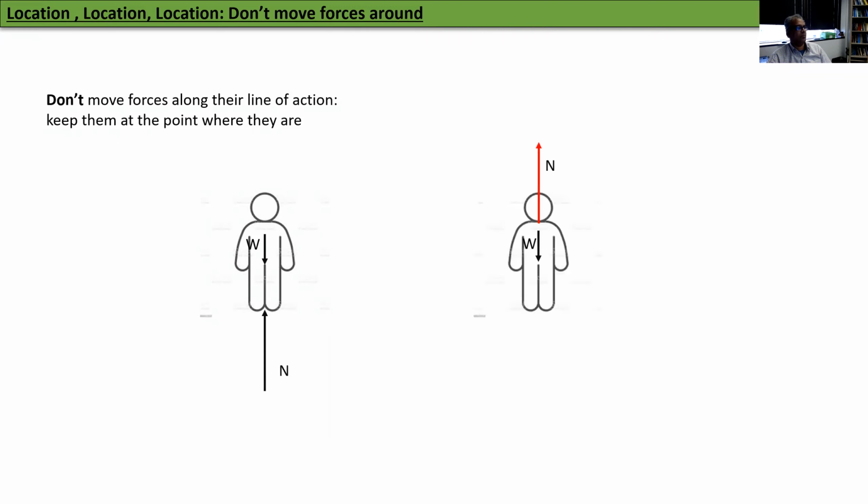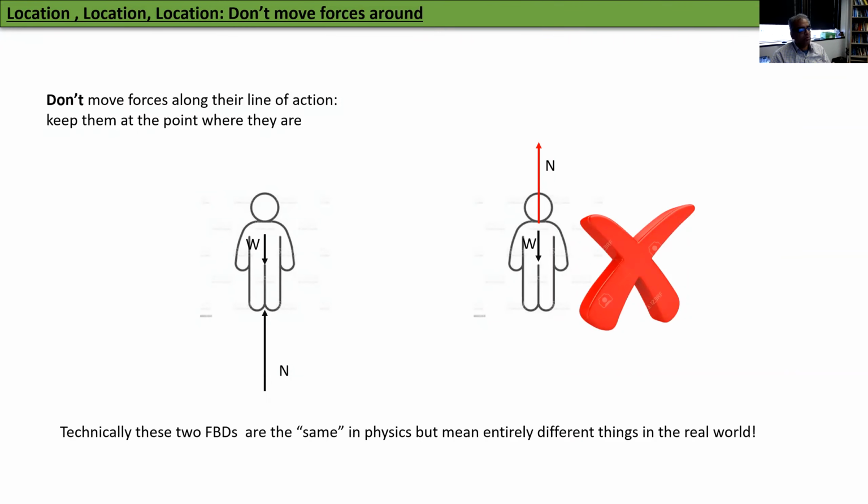Now look at this one. Do you think it's the same? Physics may say, okay, these two figures are the same, but think about it for the person. It makes a huge difference whether their force is acting from the bottom or from their neck. You're with me? The second one is in a bad shape, right? So please remember, don't do like that. Even though technically the two bodies are the same in physics, they mean entirely different things in the real world. And it actually matters. So you have to use physics plus common sense. So therefore, don't move forces around in a casual way. Think about it before you do.